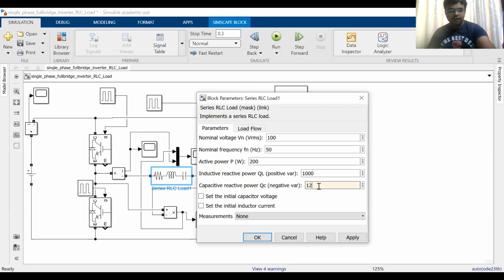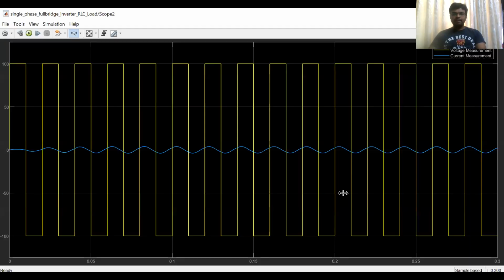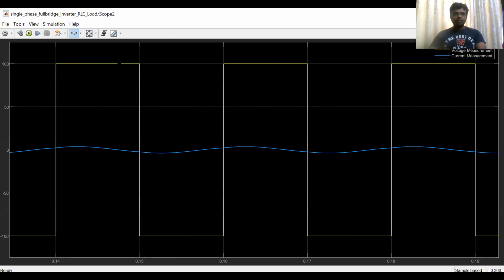For example, if I change it and then run the simulation, now I'll get leading power factor. Now see. So this is your leading power factor. Now if you observe carefully, first the current reaches 0 here, next the voltage reaches 0 here, right? So this is nothing but the leading power factor angle, right?